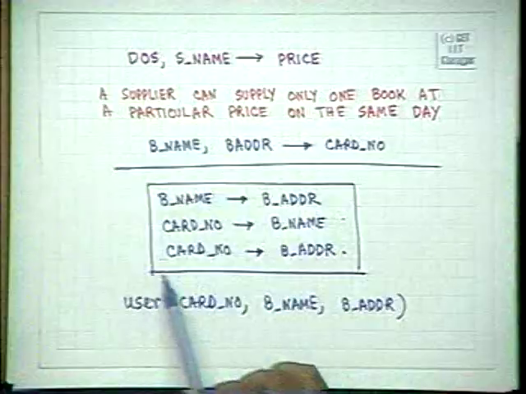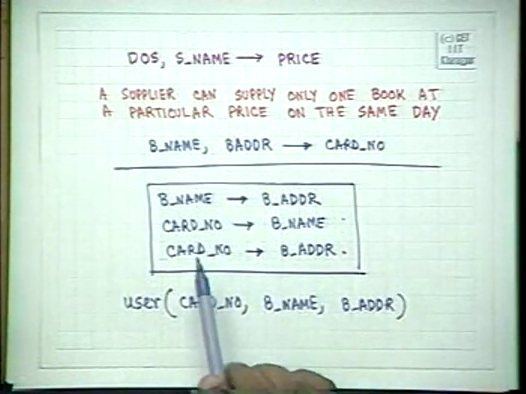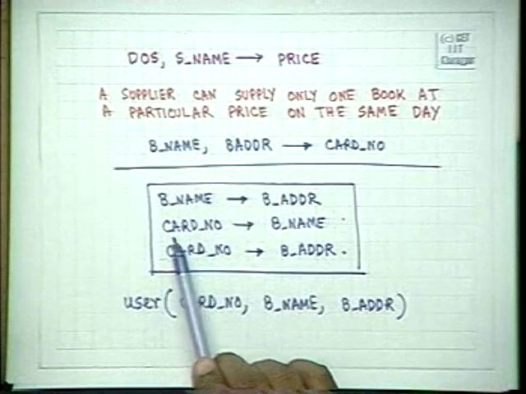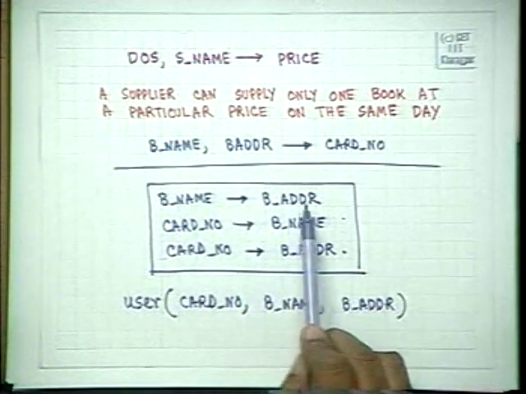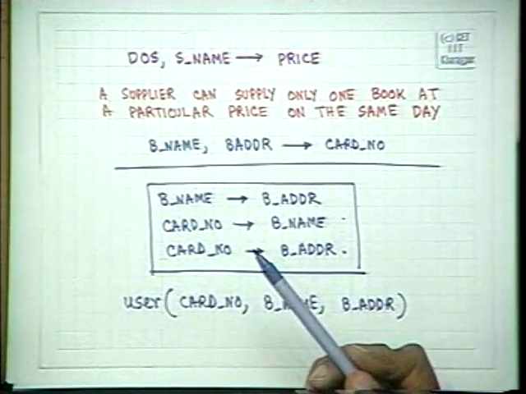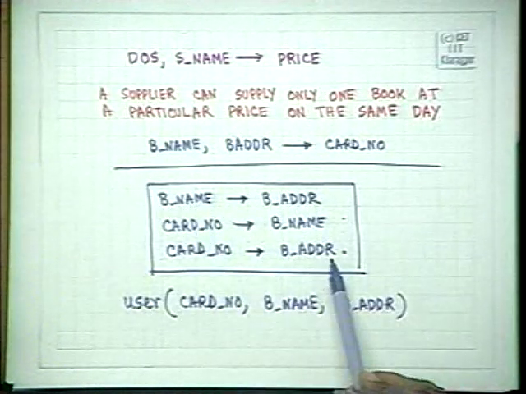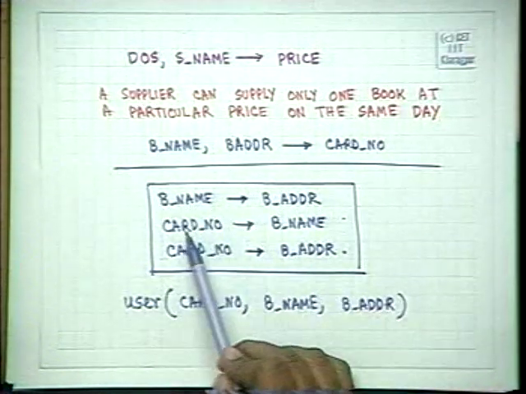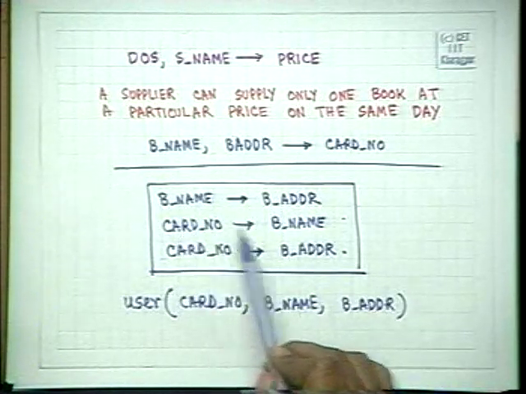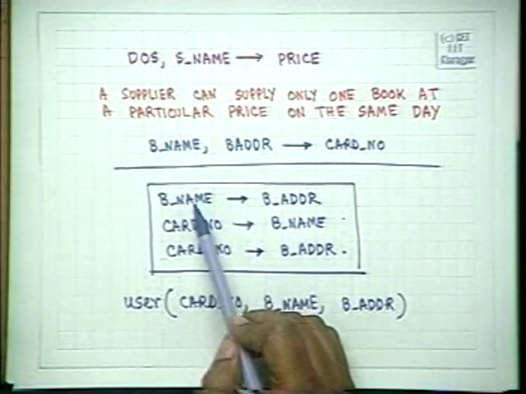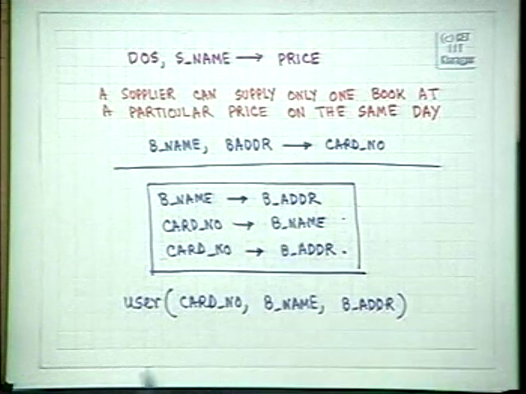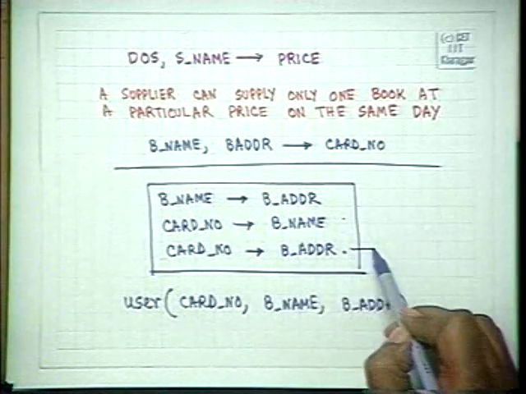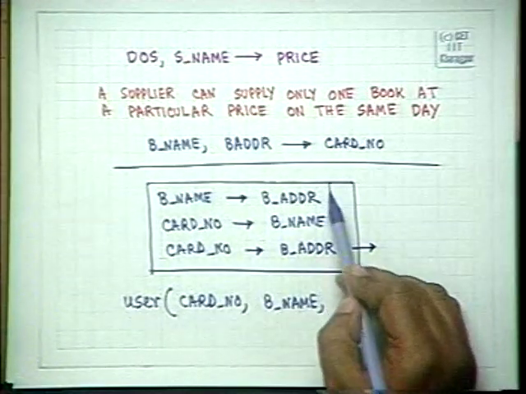Now, there are a lot of interesting features here. Let us argue this way. If card number implies borrower's name and borrower's name implies borrower's address, then effectively these two will imply this, because if you have the same card number, you must have the same borrower's name, and if you have the same borrower's name, you must have the same borrower's address. Therefore, effectively, if you have the same card number, you have the same borrower's address. So, this relation is true if only these two are written.